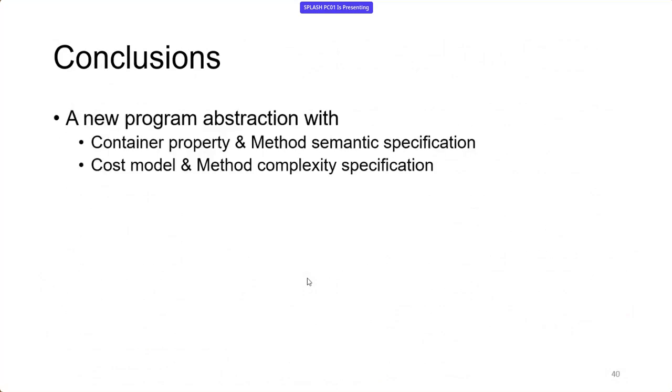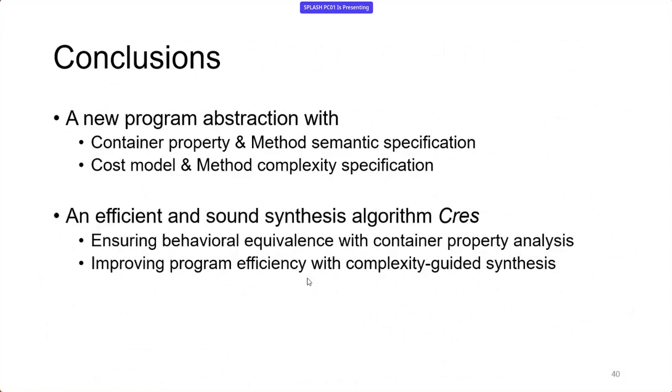To conclude, in this work, we propose a new program abstraction for containers. Particularly, we propose container properties to summarize the semantics of the container methods. And also, we define the cost model as the method complexity specification. Furthermore, we utilize these two kinds of specifications and propose an efficient and sound synthesis algorithm, Cres, to ensure behavior equivalence and also find opportunities to improve program efficiency.